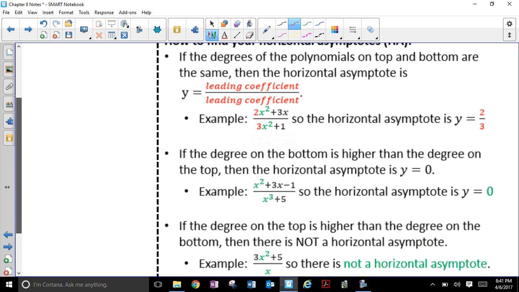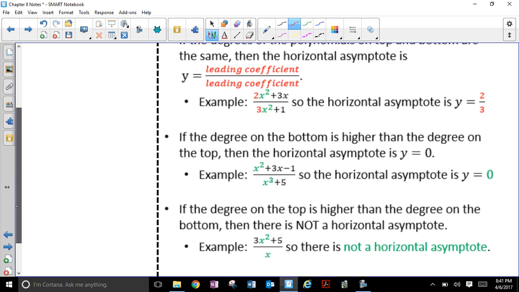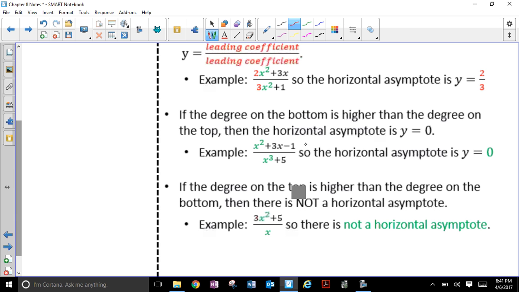If the degree on the bottom is higher than the degree on the top, then the horizontal asymptote is going to be y equals 0. So here's an example. I have x cubed on the bottom and x squared on the top. So the bottom degree is higher than the top degree.